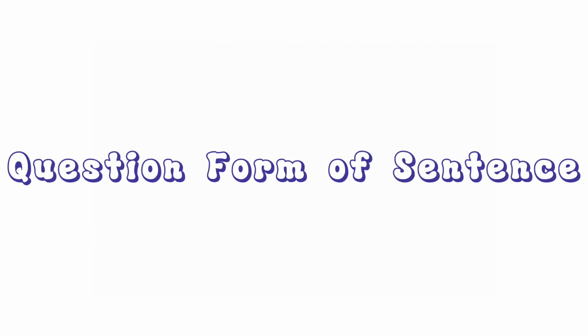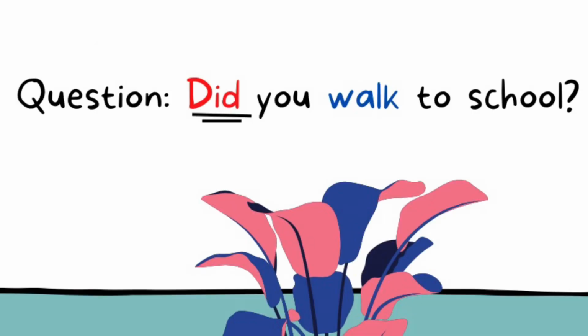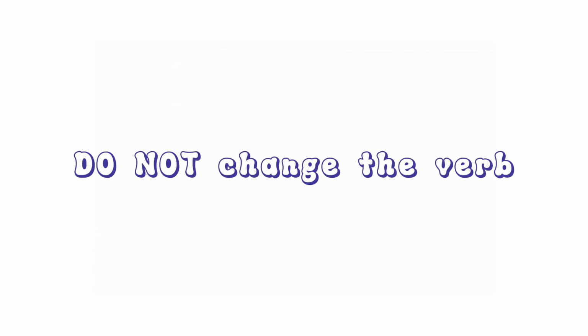For the question form of sentence, an example is did you walk to school? There is did, subject, verb, and object. For this type of form, you also shouldn't or do not have to change the verb.